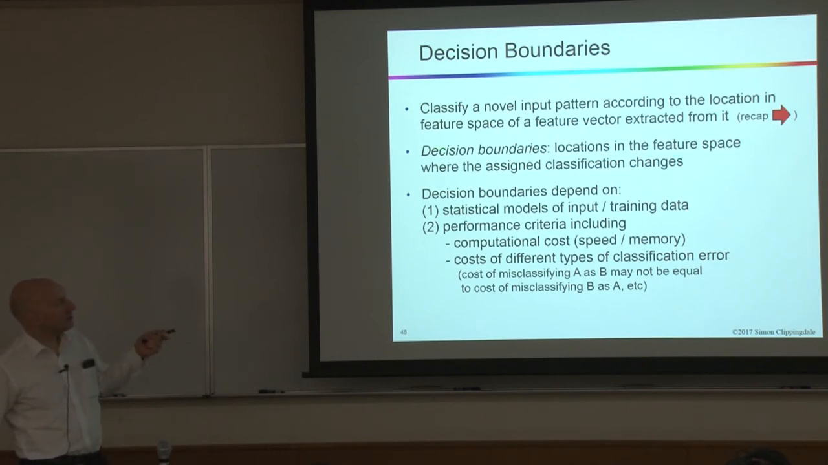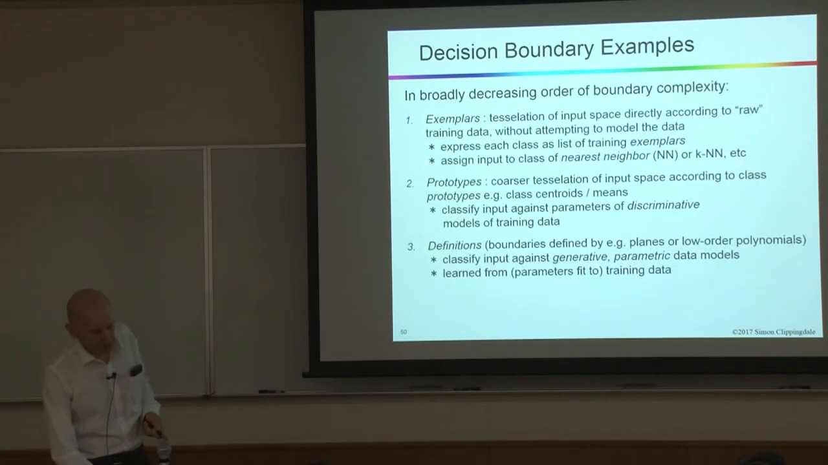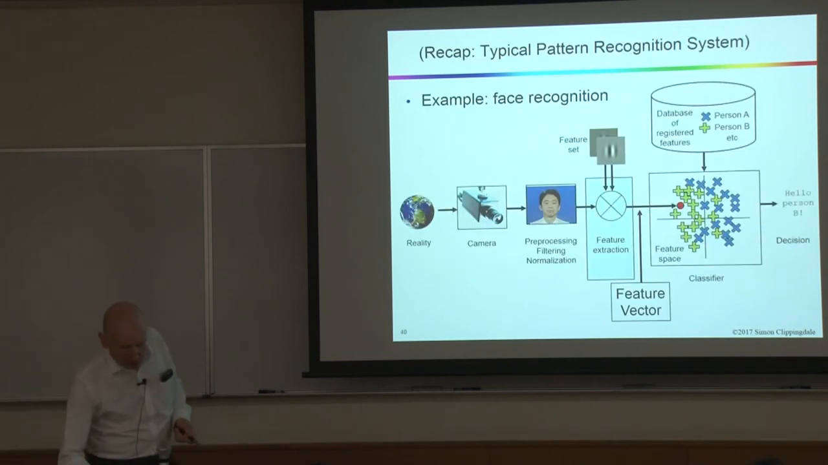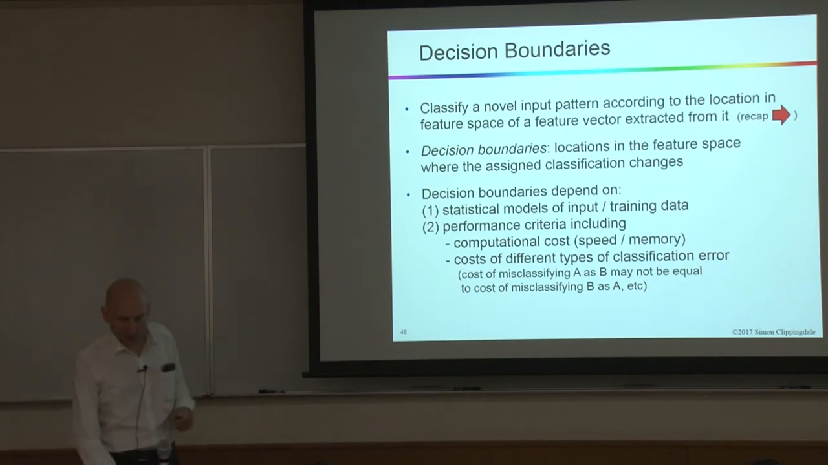Decision boundaries are locations in the feature space where the classification that we assign changes. So in that example here, you might find a decision boundary separating the green pluses from the blue crosses somewhere like here. Decision boundaries should be located depending on statistical models of the input and the training data, which hopefully will be the same, and performance criteria such as computational cost, including speed and memory, and costs of different types of classification error. For example, classifying A as B may not be as bad as misclassifying B as A, depending on what A and B represent.